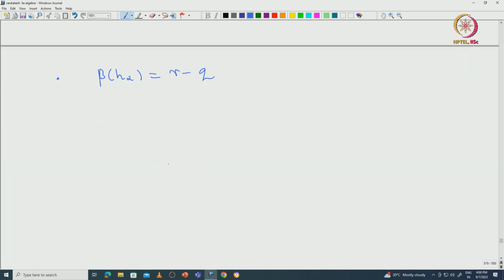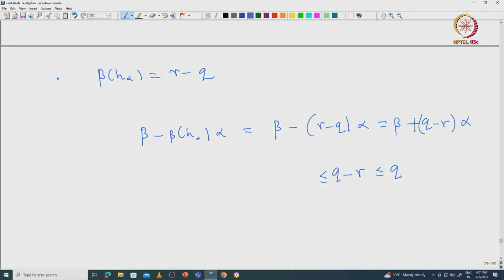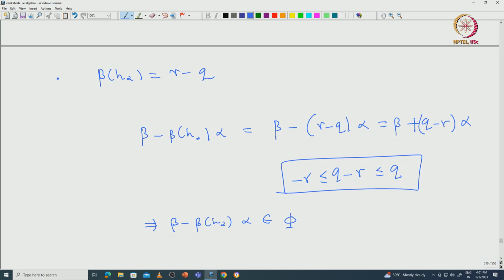Now, note that if we compute beta minus beta of H alpha times alpha, this is going to be exactly beta minus (r minus q) alpha. Which is exactly going to be beta plus (q minus r) times alpha. But what about this q minus r? You can see that this can be at most q and at least minus r. So, that implies that beta minus beta of H alpha times alpha is again an element of phi. So, this is again a very important consequence.